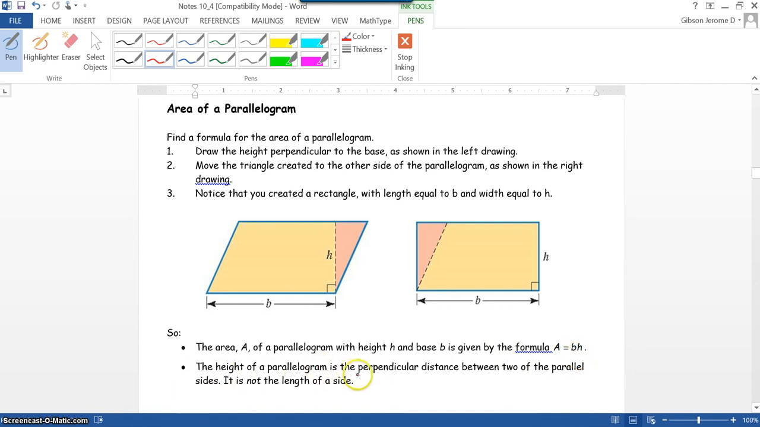The height of a parallelogram is the perpendicular distance between two of the parallel sides. It is not the length of a side. So basically what they're saying here is this right here will be considered the height of the parallelogram.